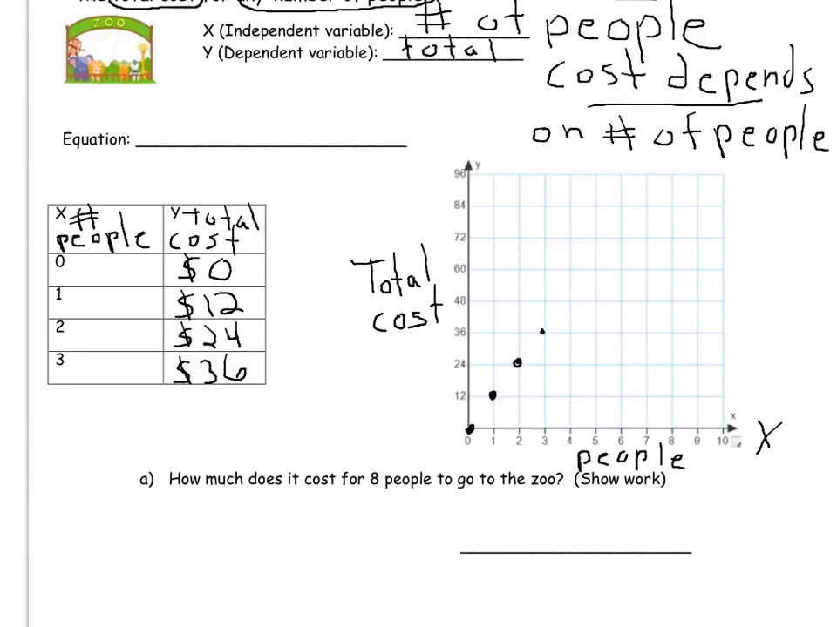Now, we are not going to draw a line in this situation to connect the points because this is an example of a discrete situation. We have to use whole number of people when we are talking about a trip to the zoo. If we connect a line, then we could find a representation for what the cost of 3.5 people would be. Obviously, and I hope we wouldn't have part of a person when we're going to the zoo.